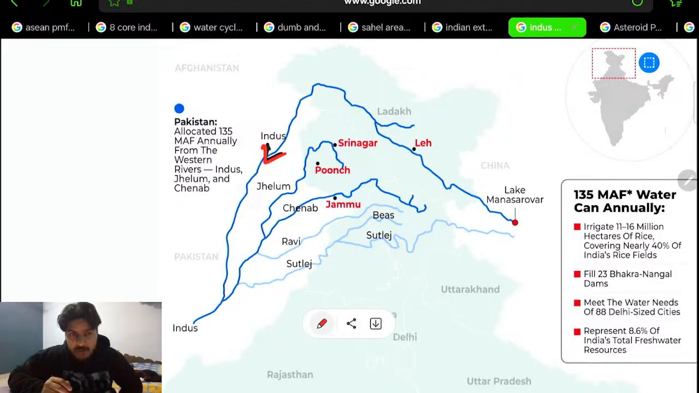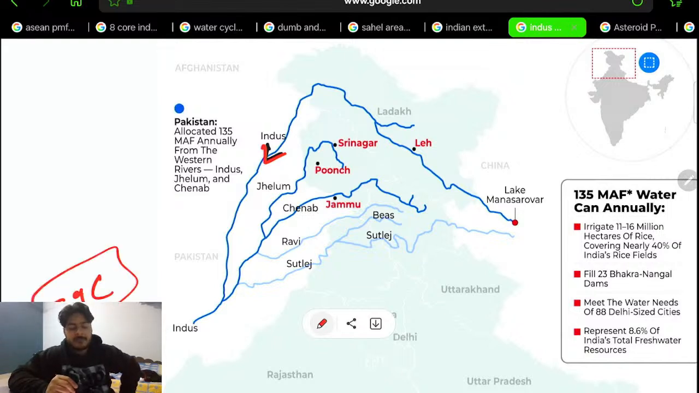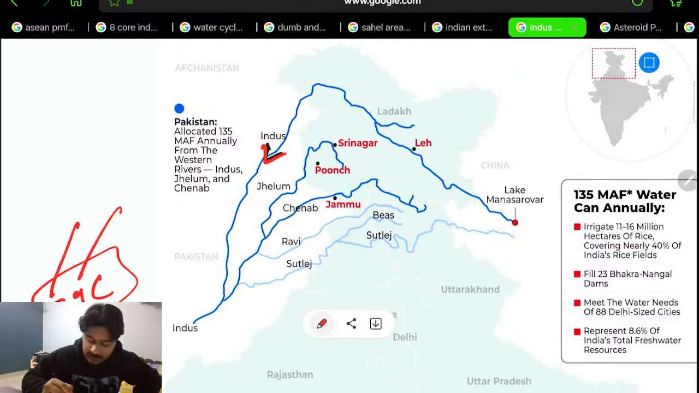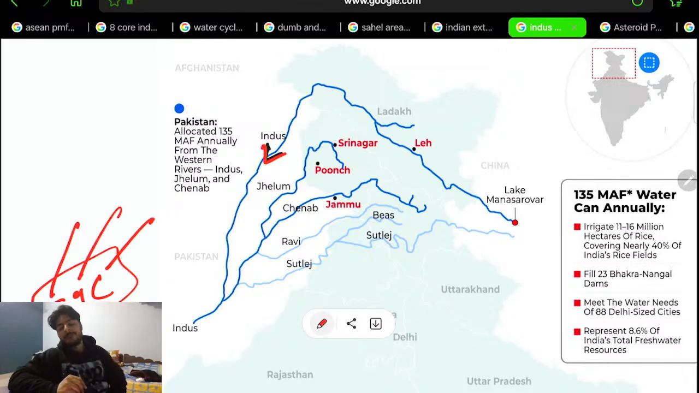Now you know a term known as the CGI. CGI means Chief Justice of India. You reverse it and make it IJC. Okay, IJC, CGI, IJC. Now, CGI is not the case, IJC is the case. What does it mean? I for Indus, J for Jhelum, and C for Chenab.